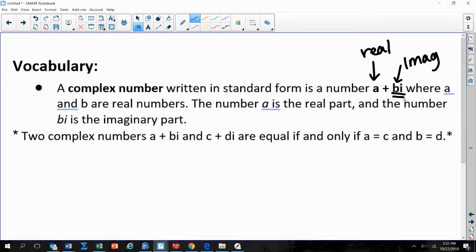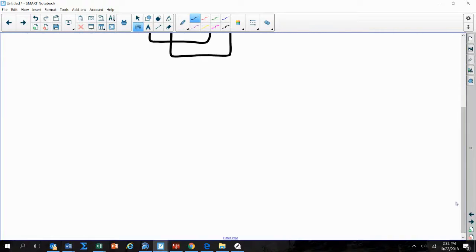It says two complex numbers are equal if and only if the real parts are the same, A equals C, and the imaginary parts are the same, or B equals D. That actually makes sense, because if I give you, let's say, 2 plus 3i equals 2 plus 3i, is that a true statement? Yeah, right? Why is that a true statement? Well, it's because the real parts are the same, and the imaginary coefficients are the same. So it makes it equal.